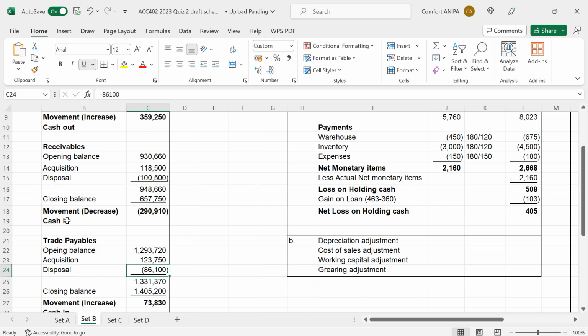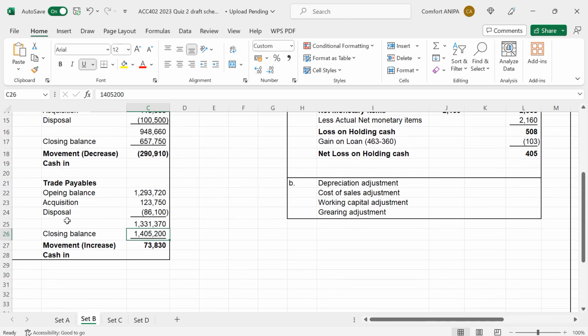is 86,100. And you compare that with the closing balance of 1,405,200, you have an increase in payables, and an increase in payables is an inflow of cash because you have been able to acquire more goods without having to pay. So cash is retained. So that is it for question 1.